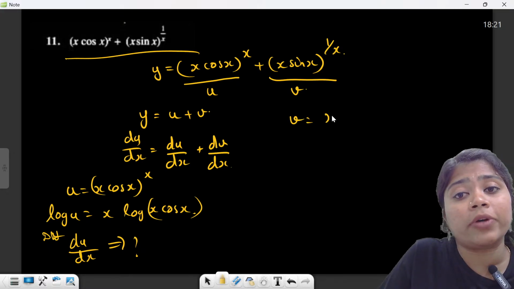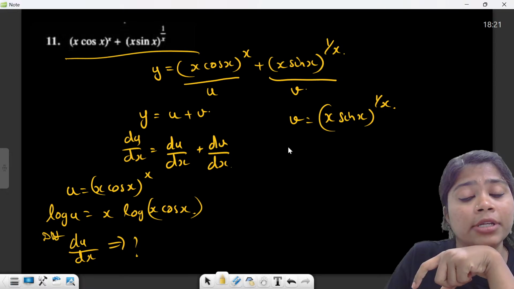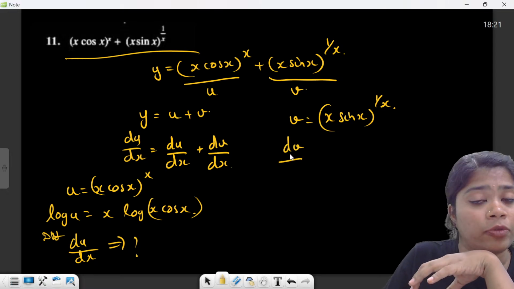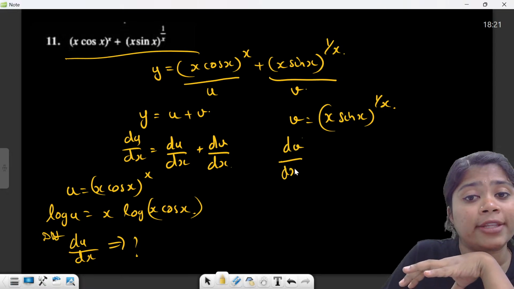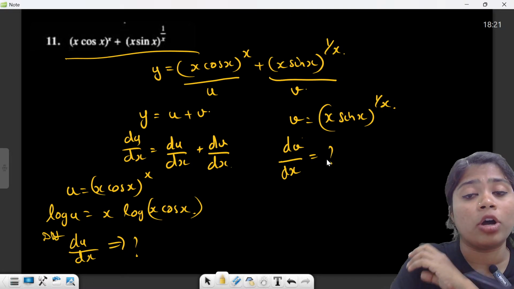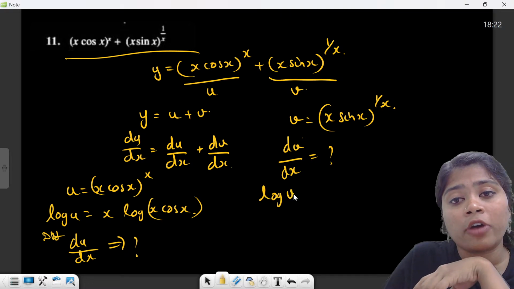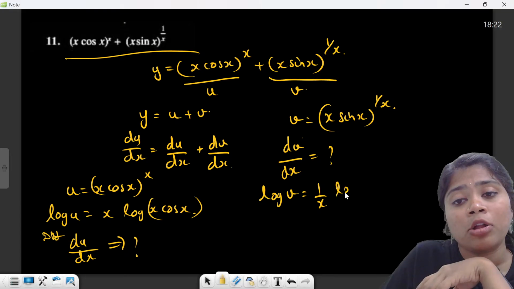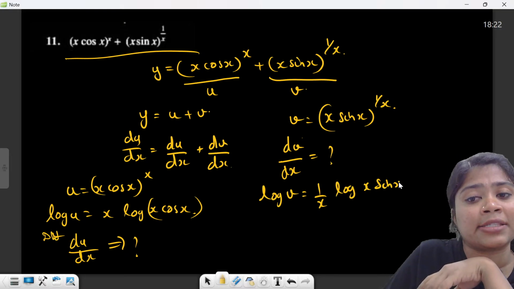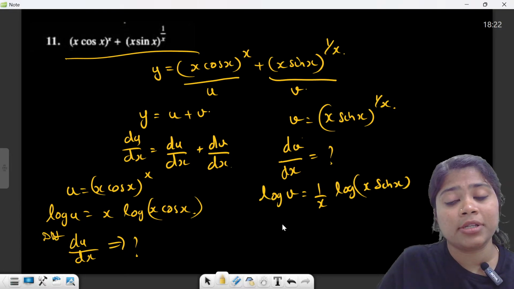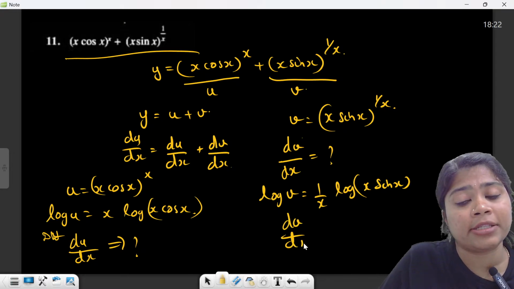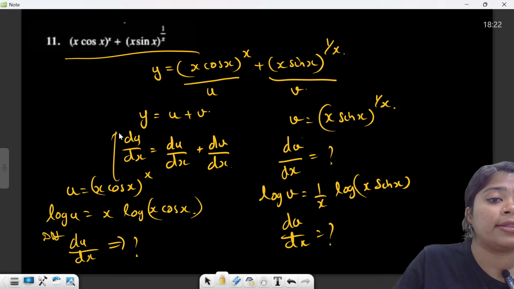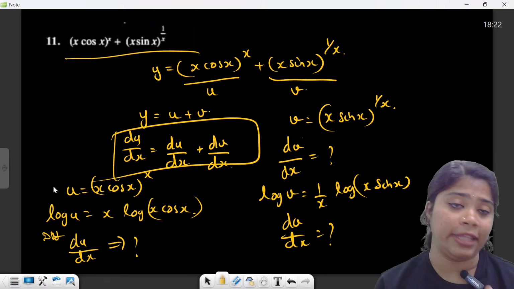So v is equal to x sin x to the power 1 by x. Try to solve this. dv by dx we need to find. So which means we want to take log on both sides. log v is equal to 1 by x, log of x sin x. So try to differentiate this. So you will be getting dv by dx. Try to find it and substitute back in this. You will be getting the answer.